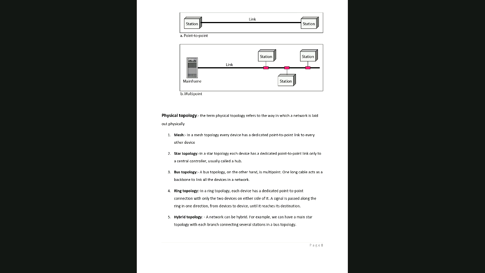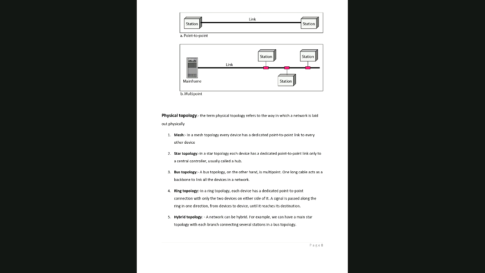Ring topology has devices which are connected using a point-to-point connection with only two devices on either side of it. On the right side it has one connection, on the left side it has one connection. Apart from that it has nothing. So it is also using a point-to-point connection. A signal is passed only in one direction, which is why it is called a ring, from device to device until it reaches the destination. So the signals travel only in one direction in ring topology.